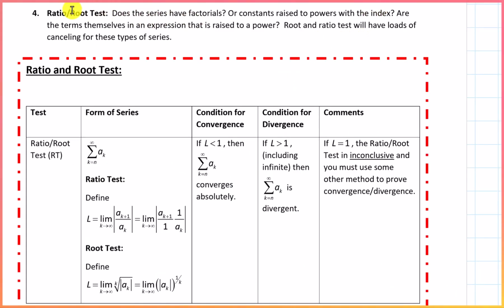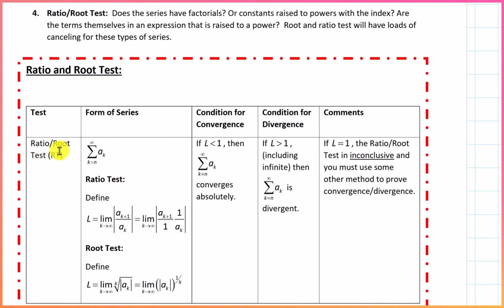Okay, so our big dogs here, the ratio and the root test. These are very powerful tests and often useful, sometimes even the first thing we might think about using. Now, I went through those other tests because some of them are obvious upon inspection of the series. But if upon inspection we don't see any of those other tests, the comparison to our useful series or the actual useful series themselves, then we might get into the ratio and the root test. So if the series has factorials or constants raised to powers with an index, or are the terms themselves in an expression that is raised to a power? If we can answer yes to any of those questions, we might want to consider using the ratio or the root test.